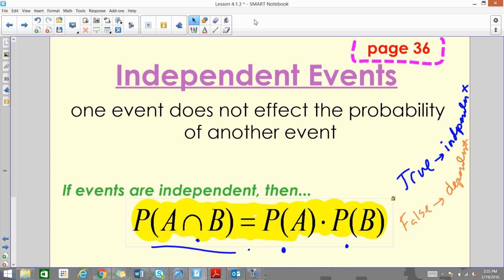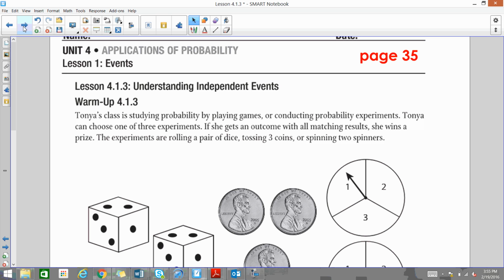So basically what you're going to do is get these three different probabilities and identify whether you get a true or a false statement. That's what the independent events formula is. You're going to use that to see whether two events are independent or dependent. So here we go. Let's go to the first thing.